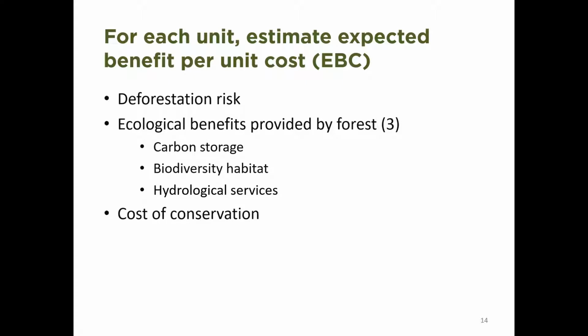The second thing that EBC depends on is the ecological benefits that the forests in a spatial unit provide. And the tool takes into account three types of benefits. The first is carbon storage. Forests store carbon. The second is provision of biodiversity habitat. And the third is the provision of hydrological services. The final thing that EBC depends on is the cost of conserving forest in a given spatial unit. So the higher that cost, the lower the EBC is going to be.